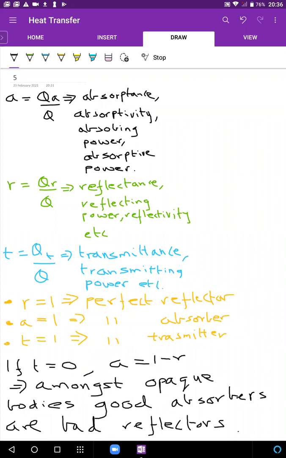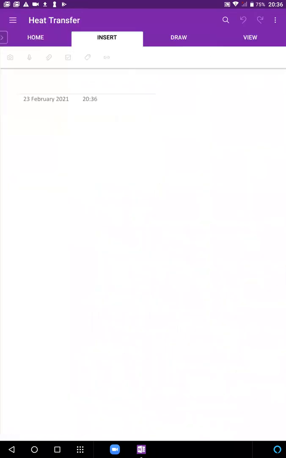Simple idea. We will of course get into more interesting stuff later. Next class we'll see what emissive. In fact, if you're done with this page, I'll just write the definition of emissive power. Are you done with this page? I'll give one definition, and we'll continue on that from the next class.